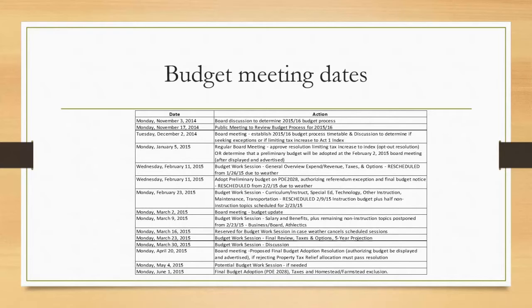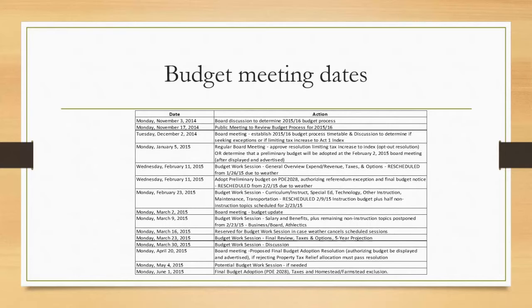After that, we start taking an intimate look at each section of the budget and have budget work sessions devoted to that. And you can see that on this calendar. So we talk about the instruction of our students, we talk about the salaries and benefits, we talk about athletics, we talk about maintenance and building operations, an in-depth look at each section of the budget.